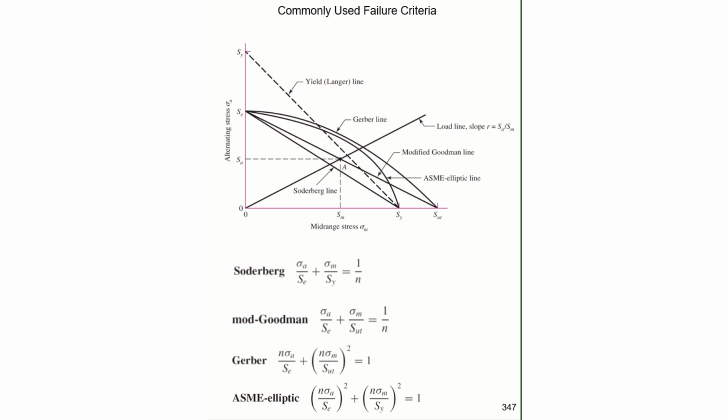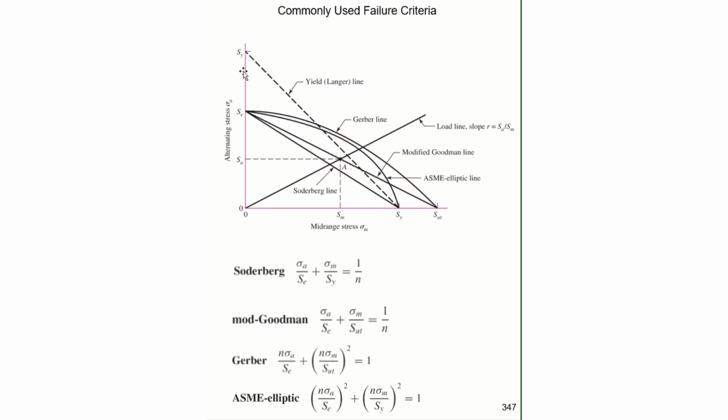In this video, we are going to review the failure criteria for cases where we have fluctuating stresses or non-completely reversed loading. And then we will work several example problems. So to begin with, remember this plot represents the failure envelopes for cases where we have non-reversed loading. So we have a fluctuating load.